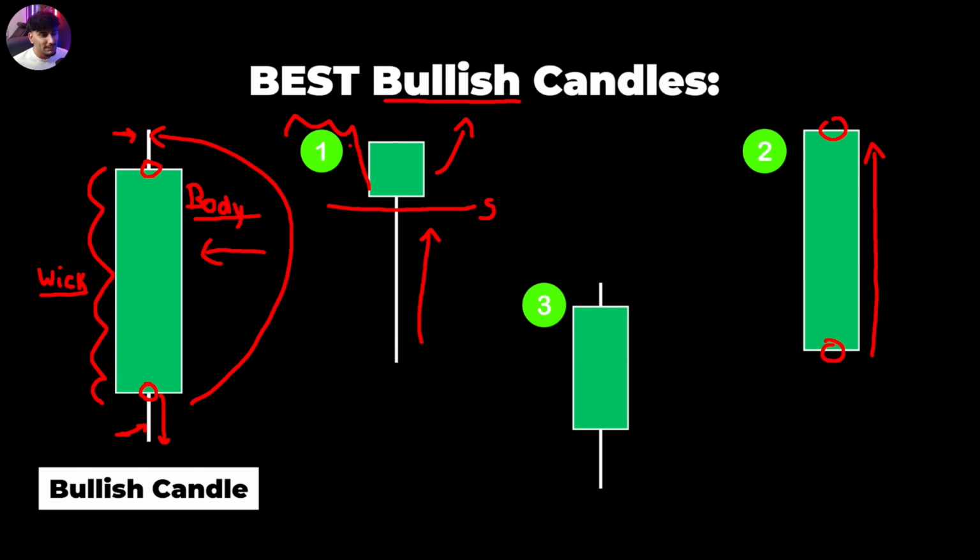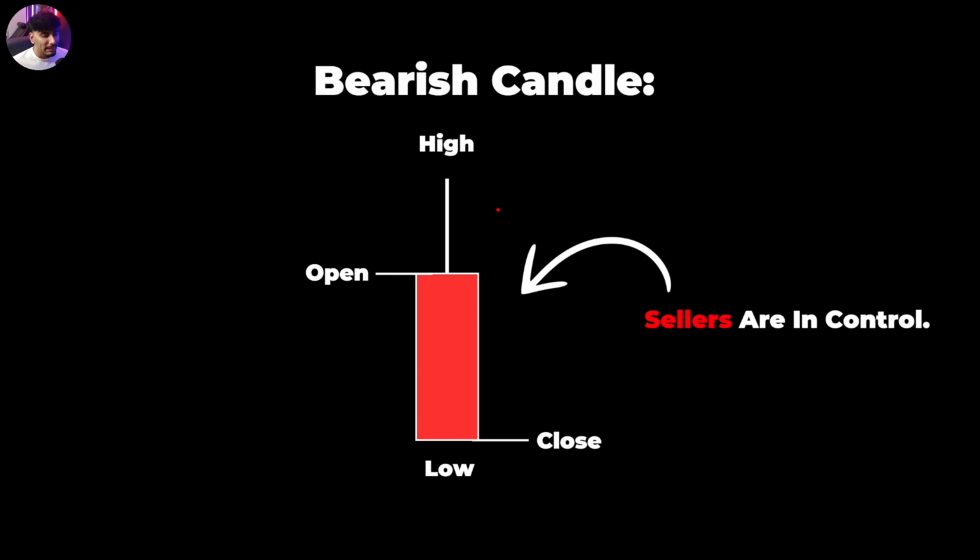And the third one is very similar to the hammer stick candle. However, we just have a wick up here, which shows a little bit more weakness than the full hammer stick candle, but this still is a very bullish candle, and we can still enter in off of it for a retest to the upside. Vice versa, for a bearish candle, this is when sellers are in control.